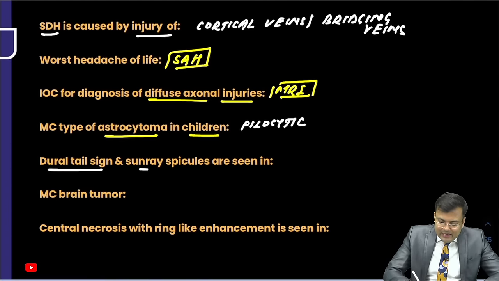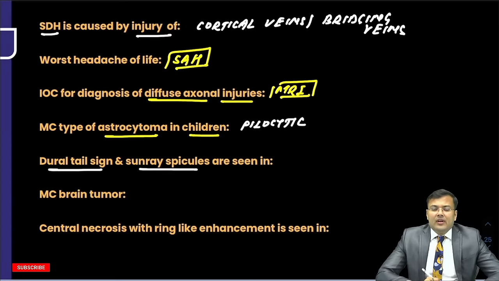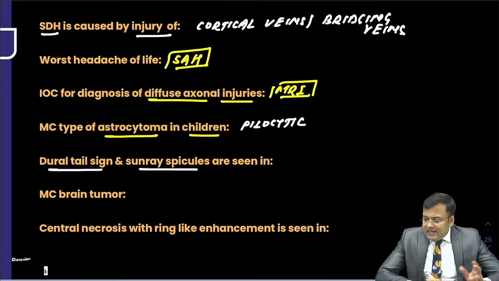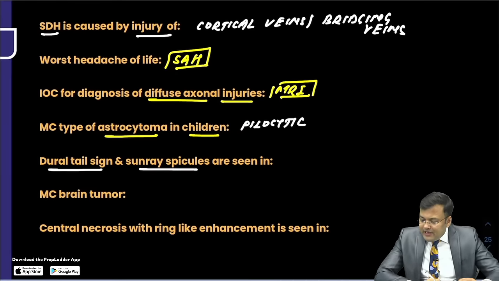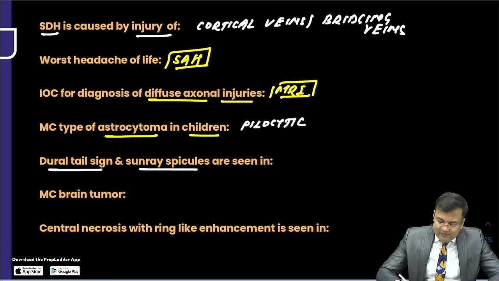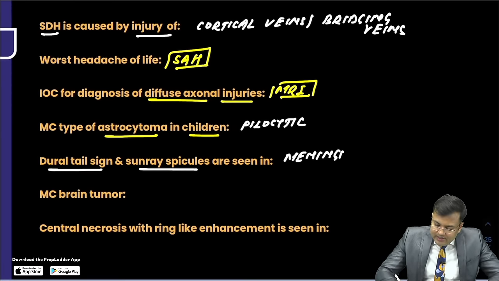Dural tail sign and sunray spicules. It is seen in which malignancy? Meningioma. Very good. It is seen in meningioma.